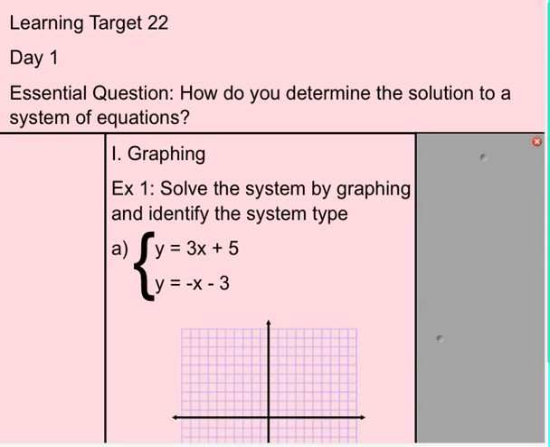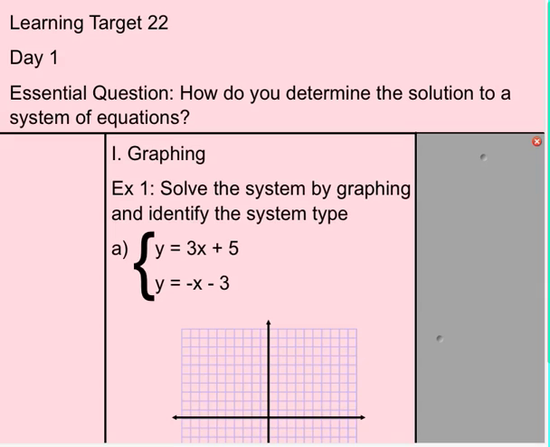So the last 2 days we've taken a look at the names of the different types of systems. Today we're going to start learning how to solve a system, meaning find the solution, find the ordered pair that makes both equations true.